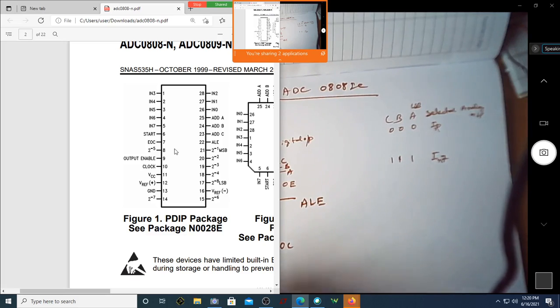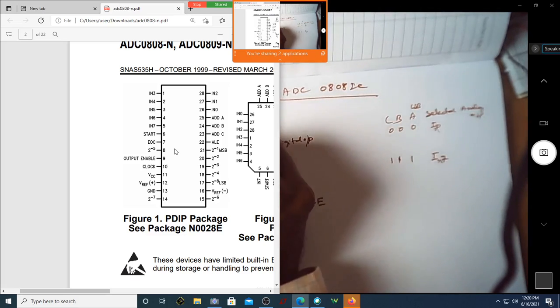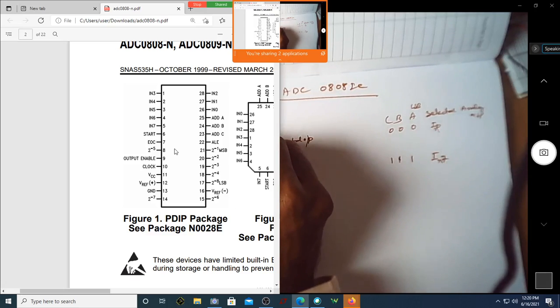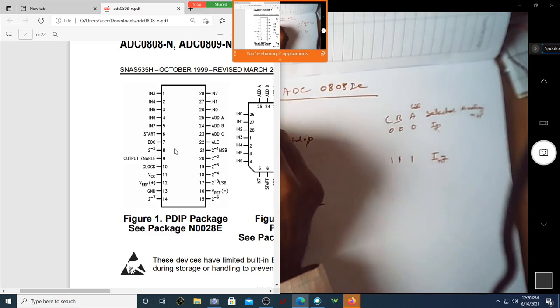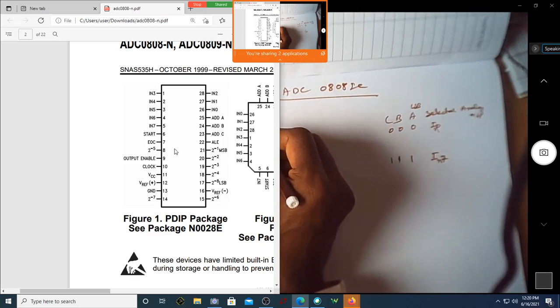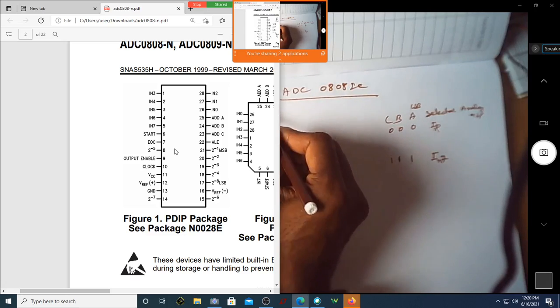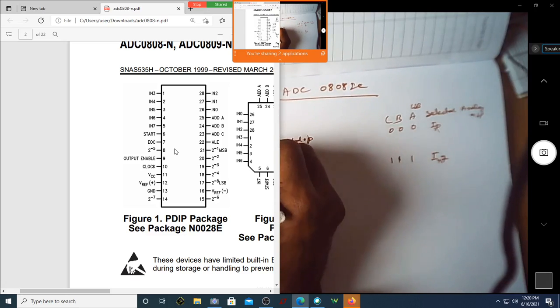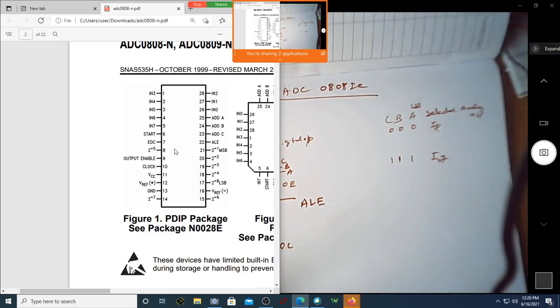And of course, along with this, I have a VCC line. I have a V reference line also. I will be connecting it to 5 volt. And there is a minus V reference, which I will ground. And there is a ground line. Here, this minus V reference is grounded.